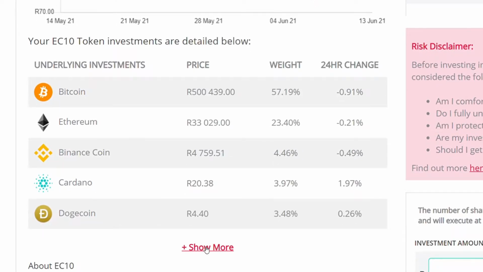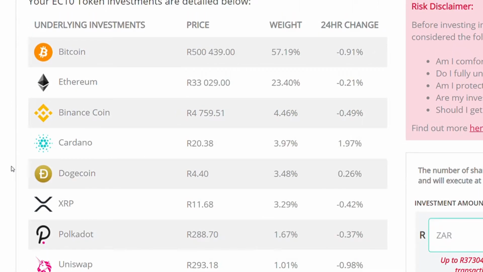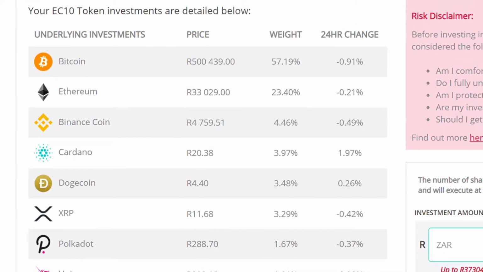Now, EC10 is essentially a market value weighting, which I'll explain in a bit, of the 10 largest cryptocurrencies in the world. So what is a market value weighting? Well, a market value weighting is where they weight the cryptocurrencies in the specific share based on that cryptocurrency's market cap. So Bitcoin right now is the most popular cryptocurrency in the world. Because it's the most popular, most people own it, and it has the largest market cap.